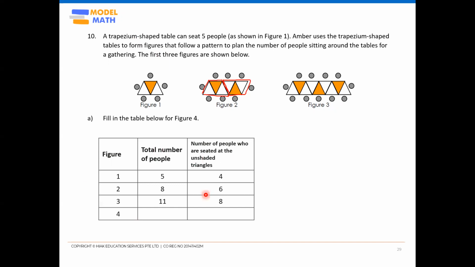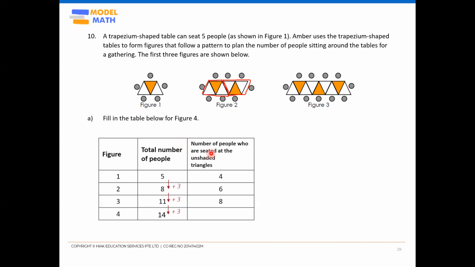Now we have a table given to us below. If you look at the table, we have figure number, total people, and the number of people who are seated at the unshaded triangle. Let's observe the pattern for total first. There is a constant increase of 3. From 5 people plus 3 to get 8. Same for the next one, plus 3 to get 11. So it's simple to fill up this. Just plus another 3 and you get 14 people at figure 4.